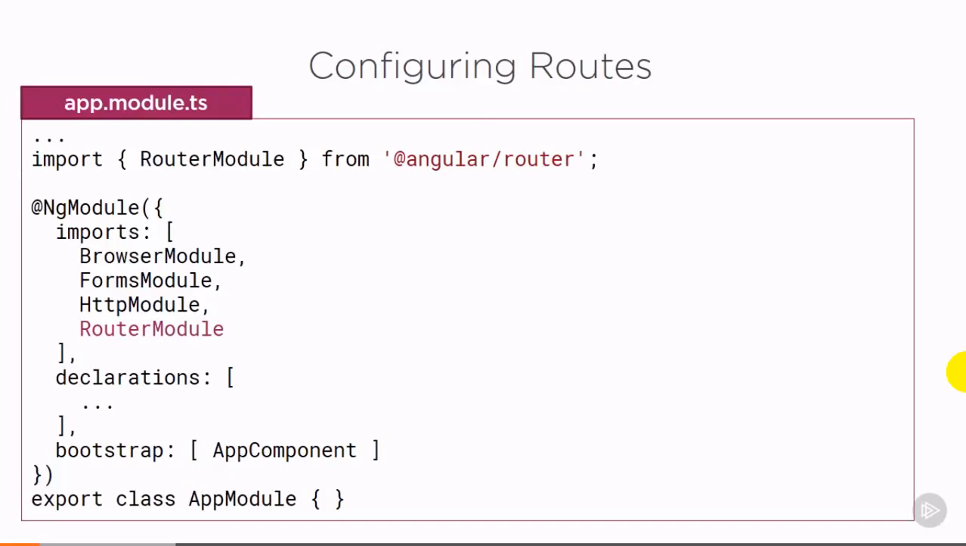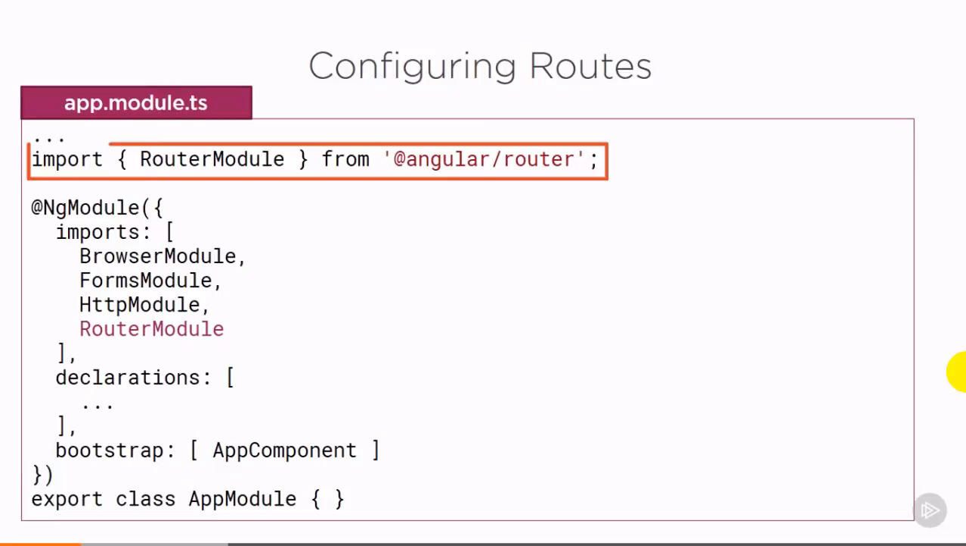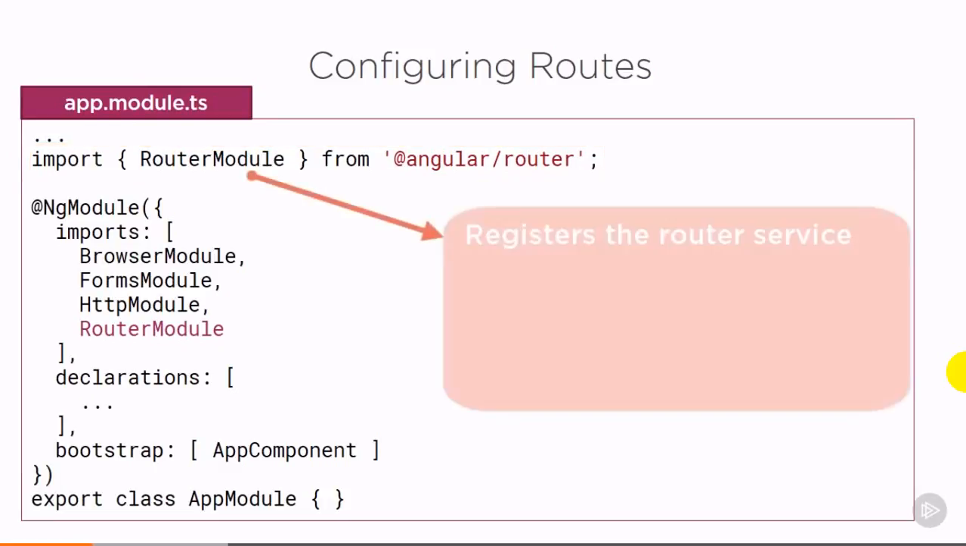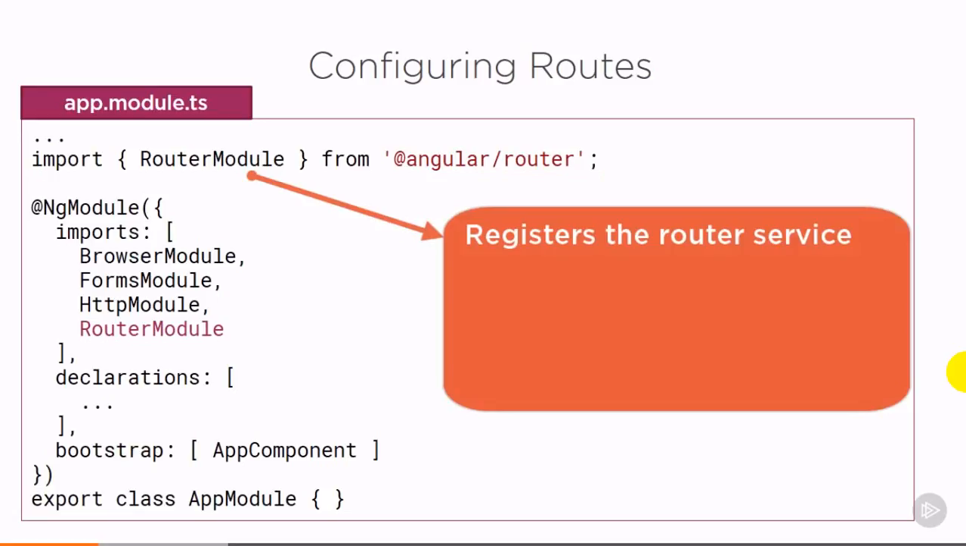An Angular application has one router that is managed by Angular's router service. And we know that before we can use a service, we need to register the service provider in an Angular module. Similar to the HTTP module, Angular provides a router module in the Angular router package that registers the router service provider. To include the features of this external module in our application, we need to add it to the imports array of our application's Angular module.